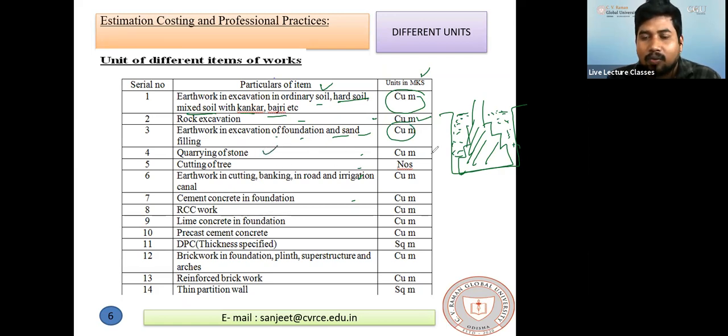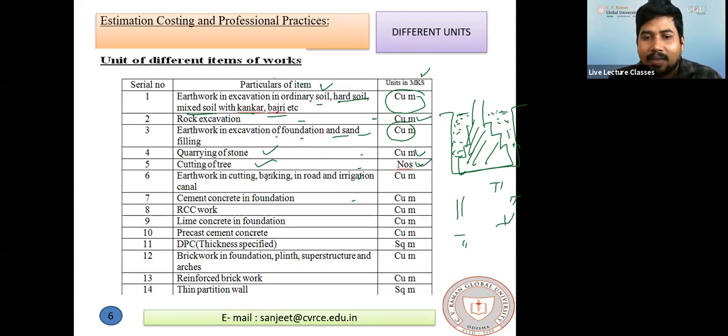Quarrying of stone. Quarrying of stone means removing stone from the quarry site or from that area or that mine. That is also in cubic meter. Cutting of tree, that unit is in number. Suppose in a construction site there are 5 trees. I need to cut all the trees. So the unit of cutting of tree is in number.